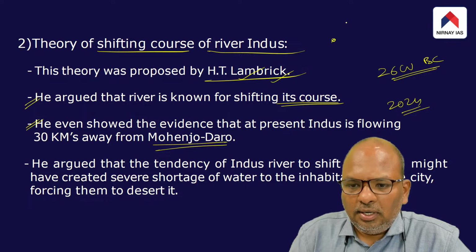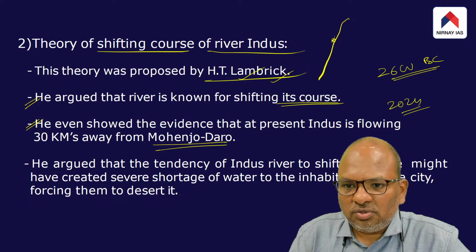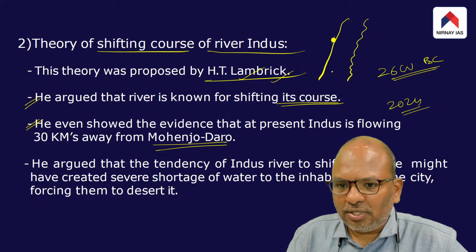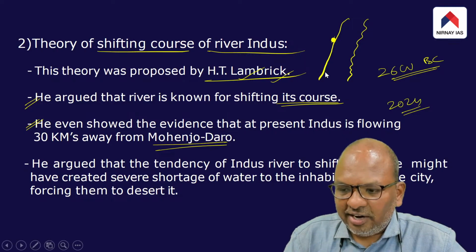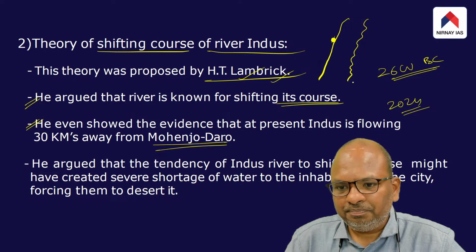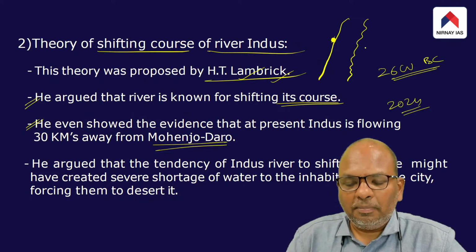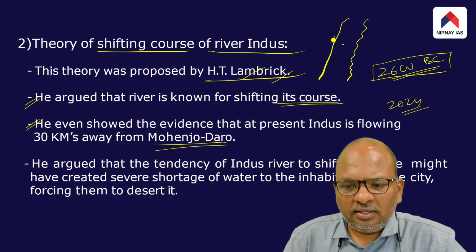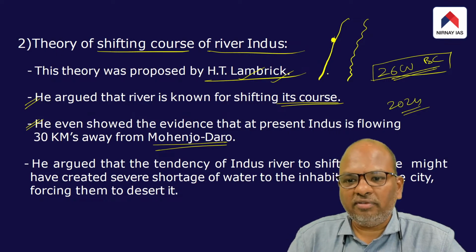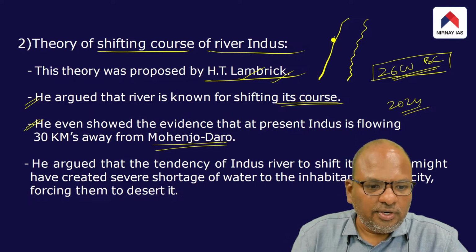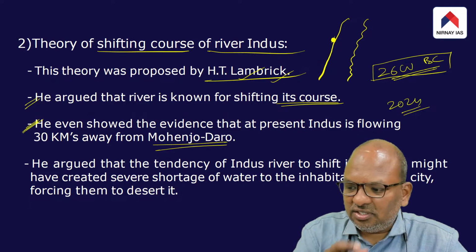So basically, say this is Mohenjo-daro. River Indus was flowing right on the banks of the city of Mohenjo-daro in 2006. But now river Indus is flowing some 30 kilometers from the city of Mohenjo-daro. That's the point. So Lambrick argued that Indus is a very highly unstable river that frequently changes its course, and therefore, at present, river Indus is 30 kilometers away from Mohenjo-daro, whereas in 2006, the city of Mohenjo-daro was right on the banks of river Indus. This is his argument.